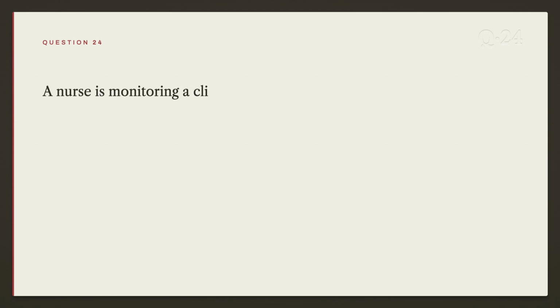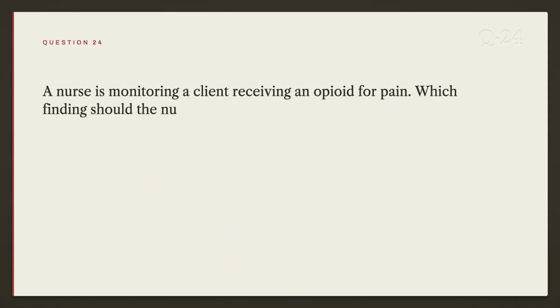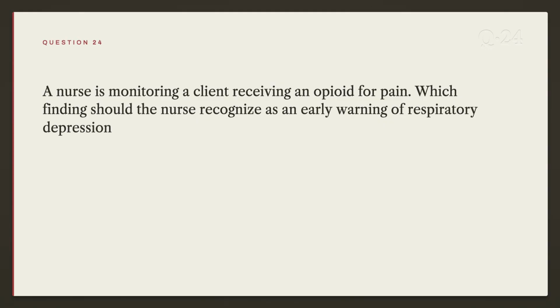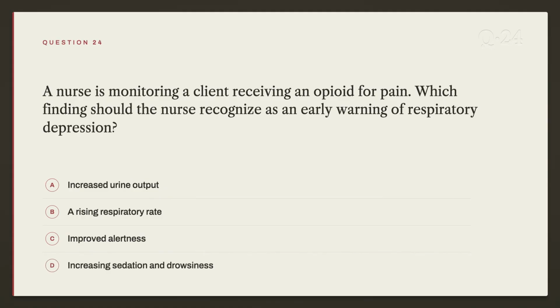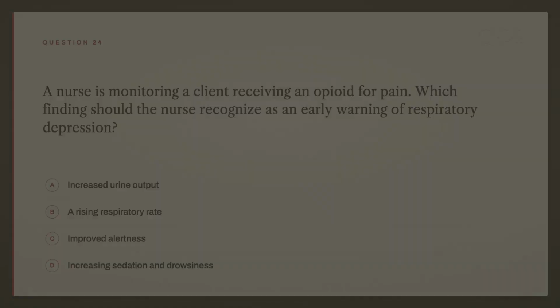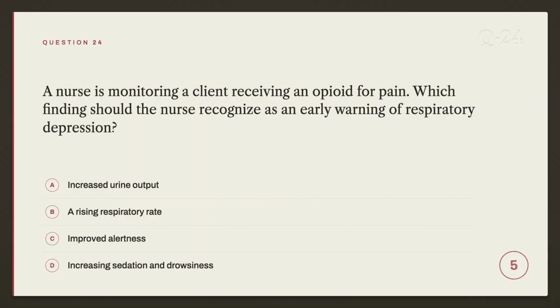Question 24. A nurse is monitoring a client receiving an opioid for pain. Which finding should the nurse recognize as an early warning of respiratory depression? Your options are A. Increased urine output. B. A rise in respiratory rate. C. Improved alertness. D. Increasing sedation and drowsiness. Got a guess? Lock it in.